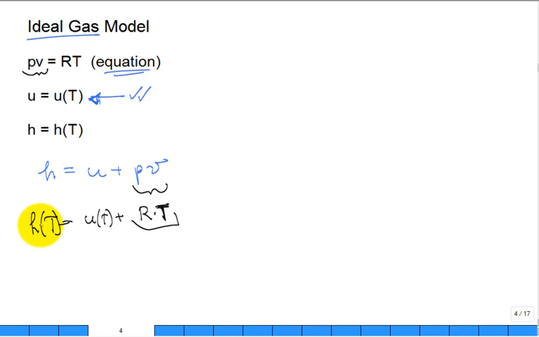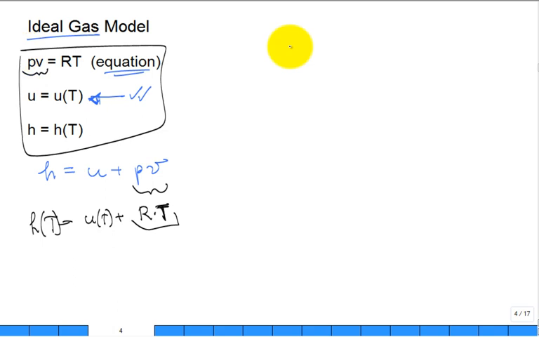You're less than bewildered, but these are important observations. So three things come to mind when I say ideal gas: PV is equal to RT, U is a function of temperature only, and H is a function of temperature only.